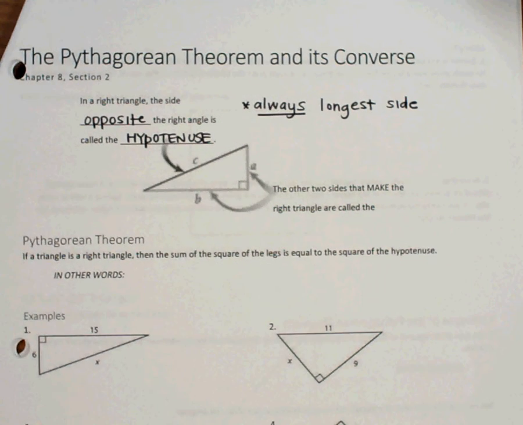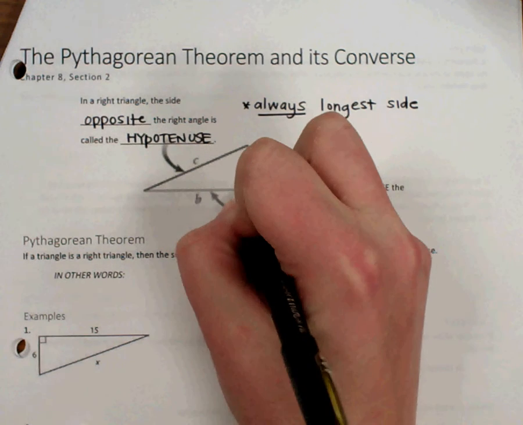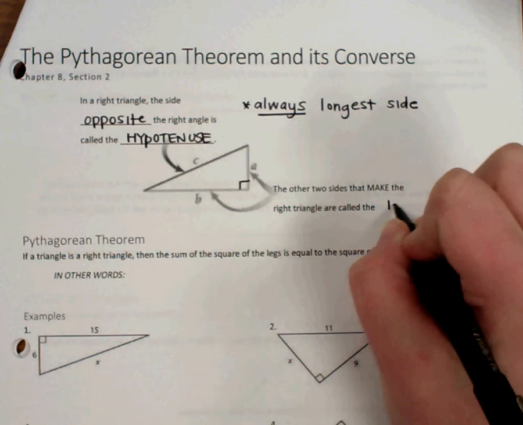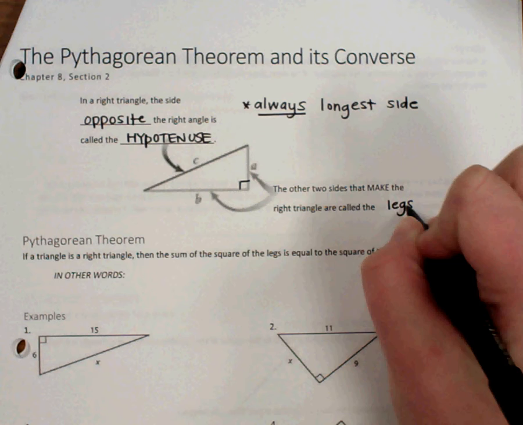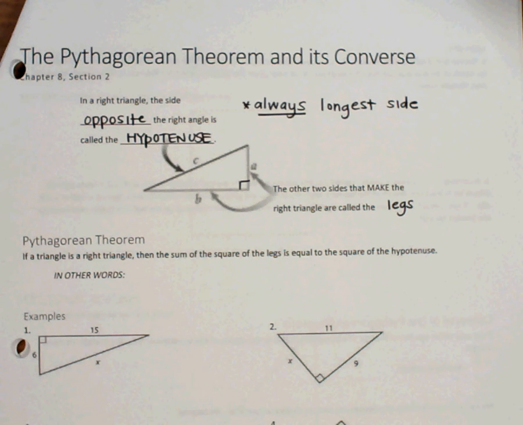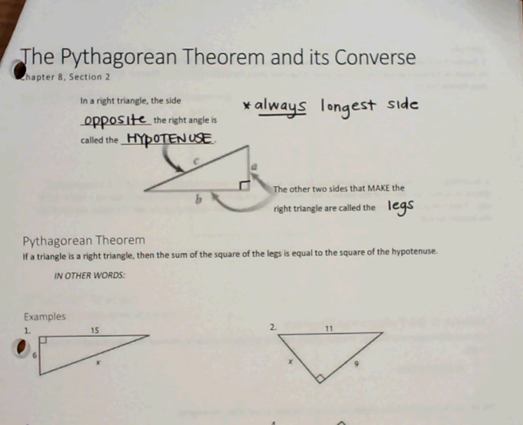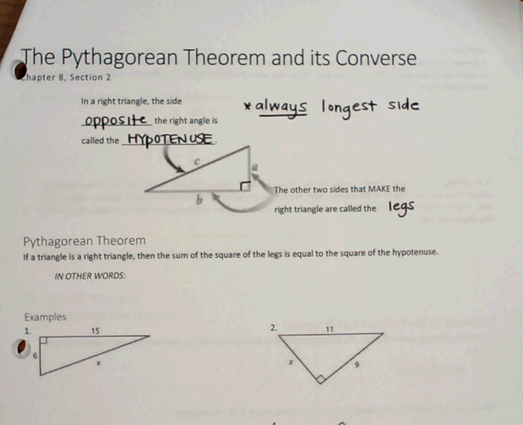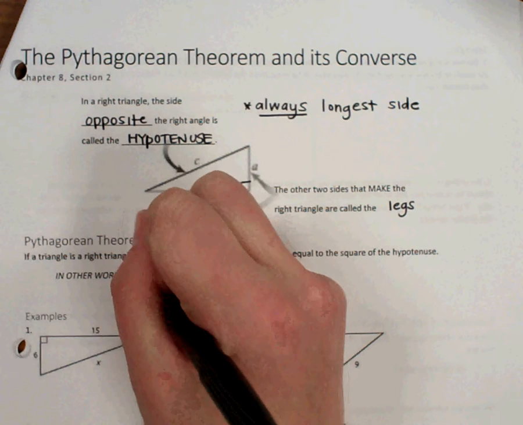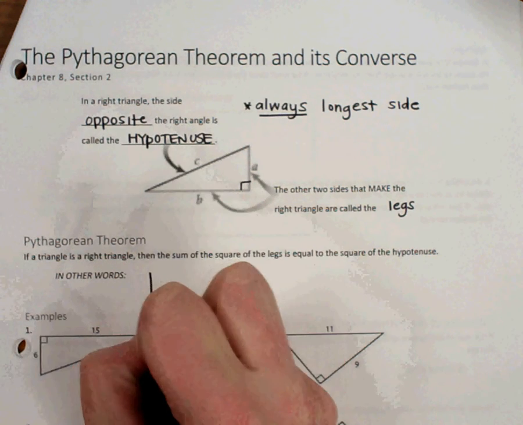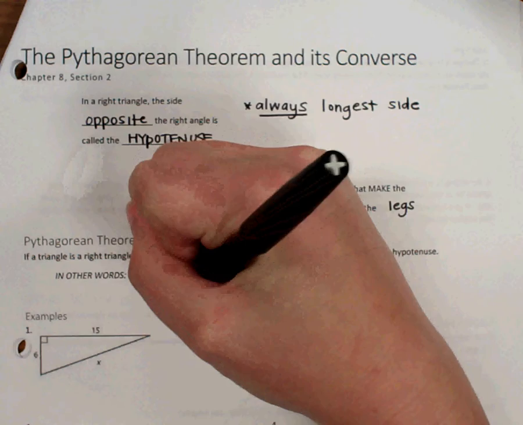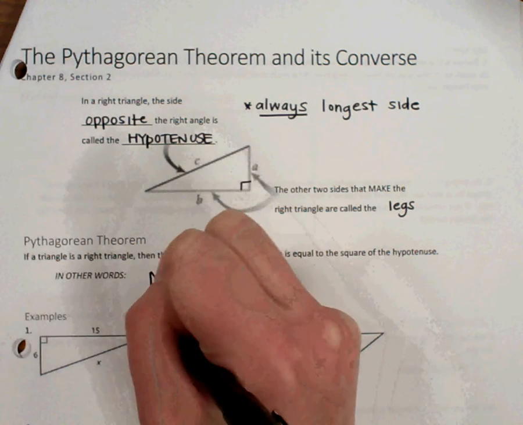Now, the other two sides that make the right angle are called the legs. And so our Pythagorean theorem in words says if a triangle is a right triangle, then the sum of the square of the legs is equal to the square of the hypotenuse. So first thing that has to happen, we have to have a right triangle in order for the Pythagorean theorem to be true.